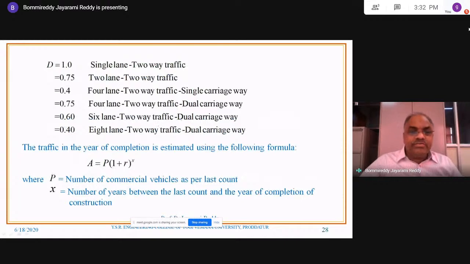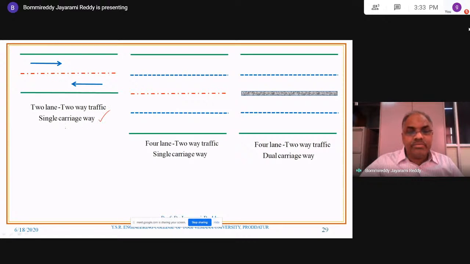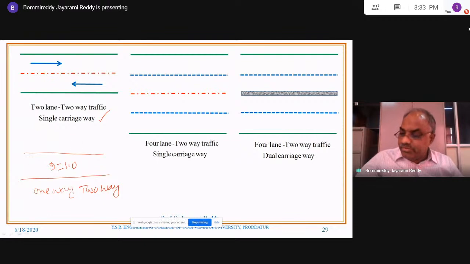And lane distribution factor. Lane distribution factor D is 1 for single lane two-way traffic. Single carriageway means no divider. If the road is one lane and it is allowed two-way traffic, then the distribution factor will be 1, because the entire traffic is going to distribute on a single lane itself. So that's why it is 1.